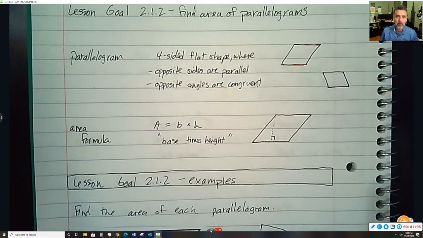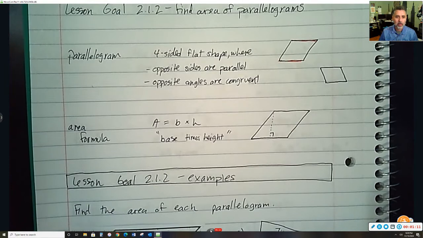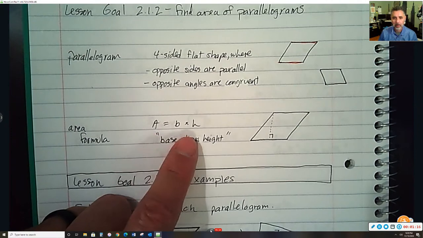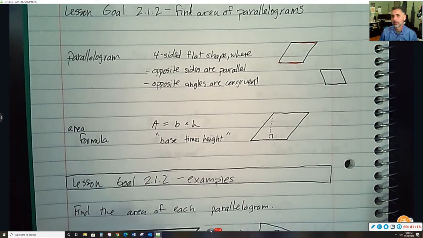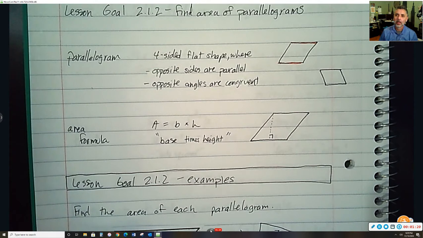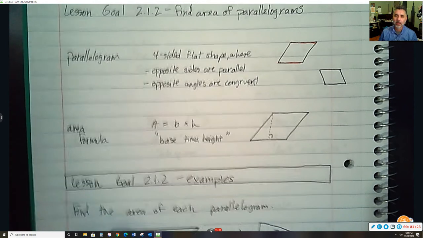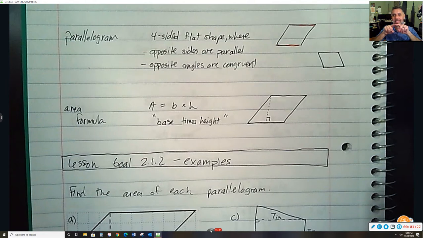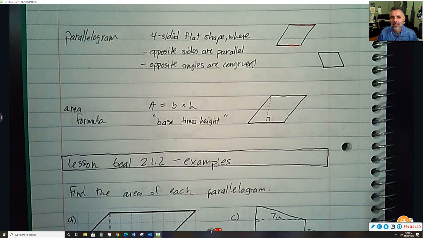And then the area of a parallelogram, the area formula is pretty straightforward. It's just base times height. They don't call it length and width because it's different here. Because there is no horizontal and vertical measurement always. At least in the parallelogram, one side is slanted, so they don't go with length and width. They go with base and height.